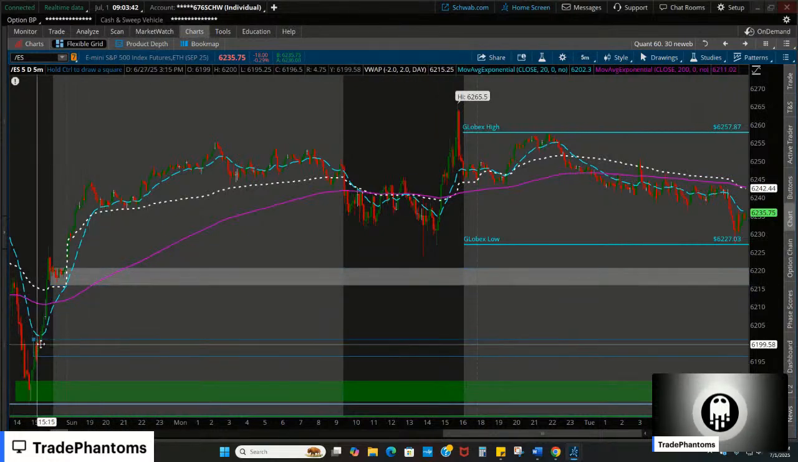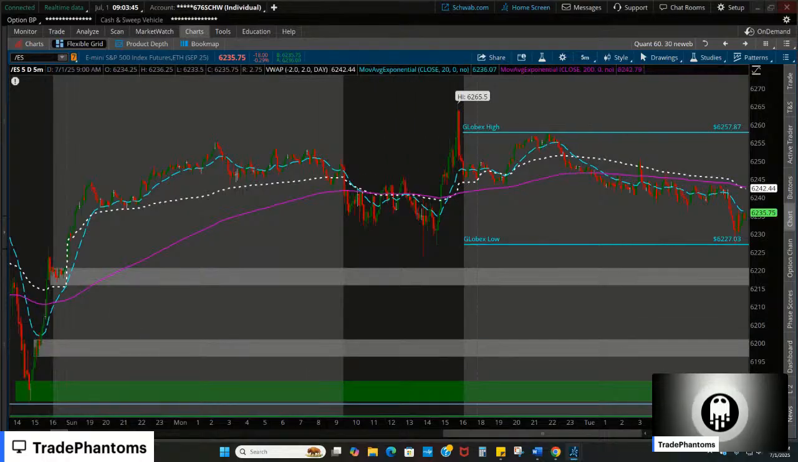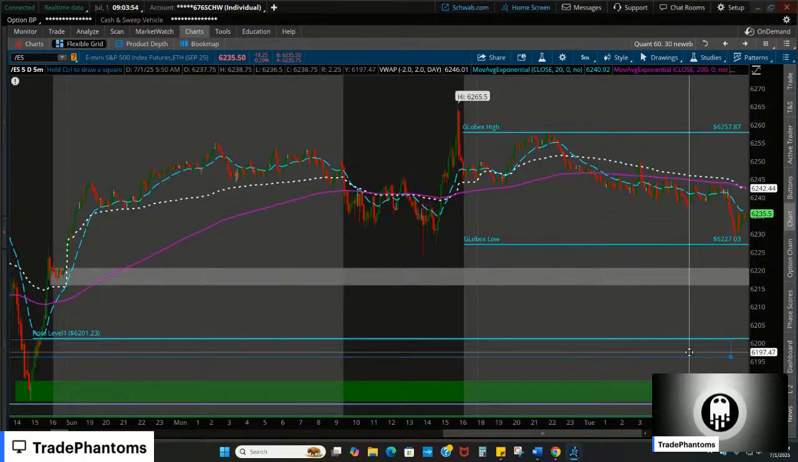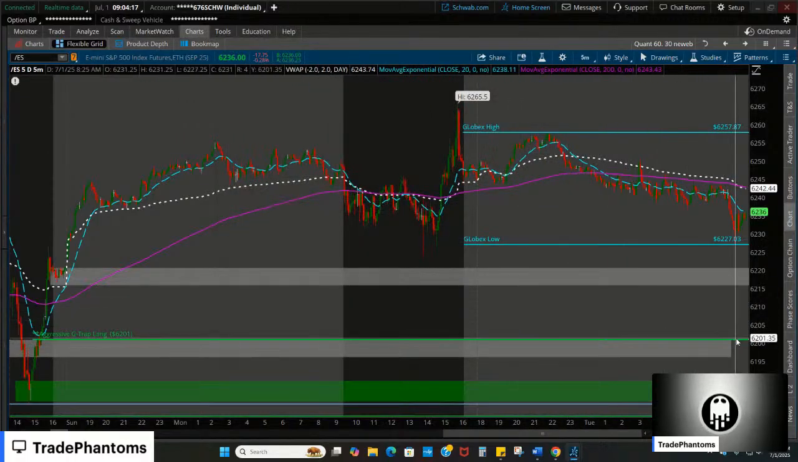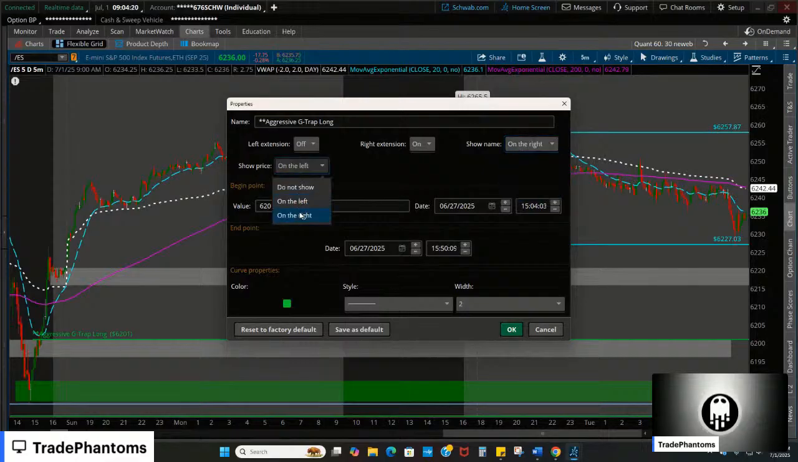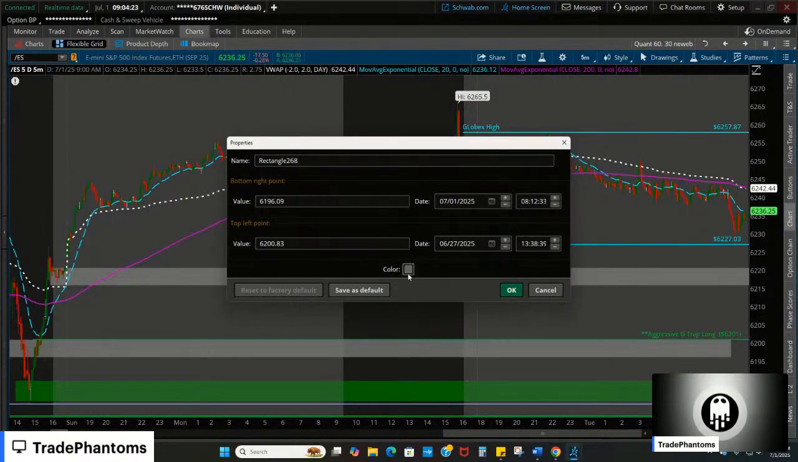There's another little baby level right in here, call it 61 even. All right, I want to be careful with these two levels here, but these could be decent for a sneaky little Globex trap as well. I'll reference this one here, 62.01. Again, I'm still going to put an aggressive notation on this. It was called a Globex trap long. We cover that with due time in the focus classes at Phantoms.